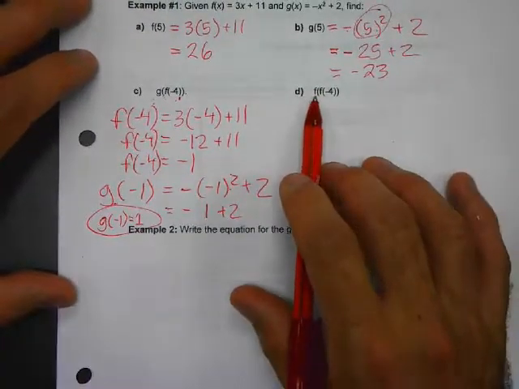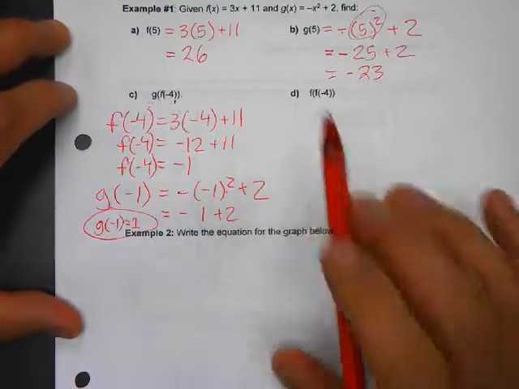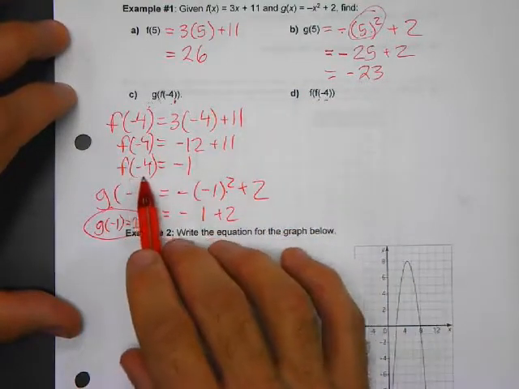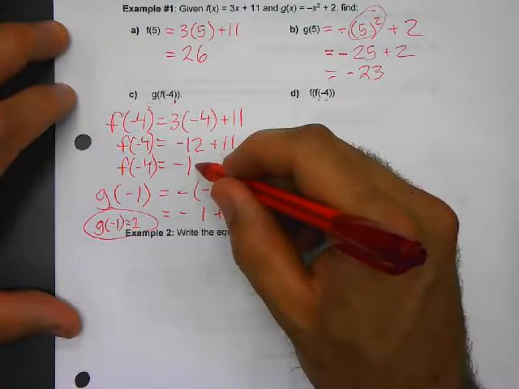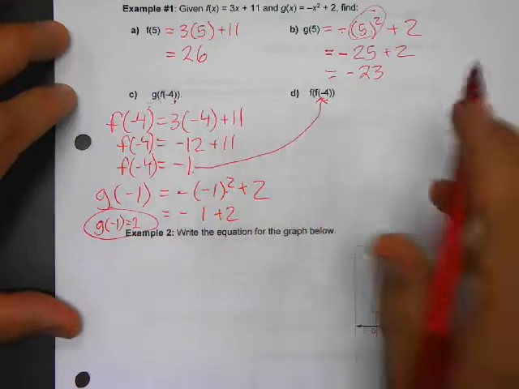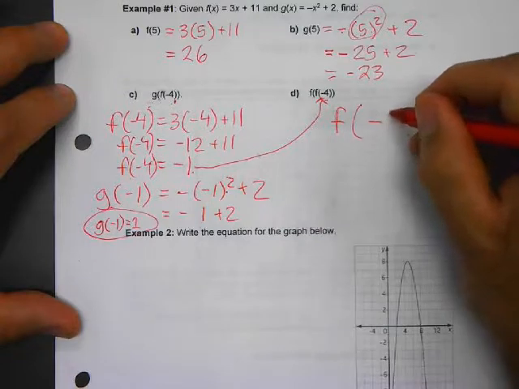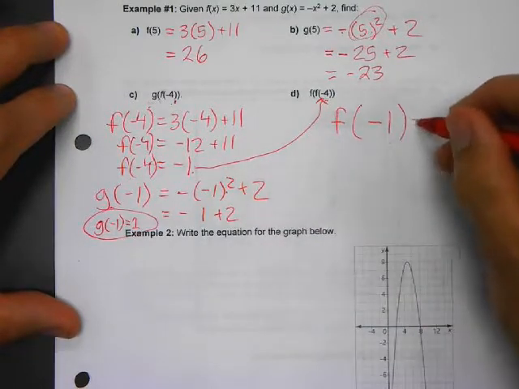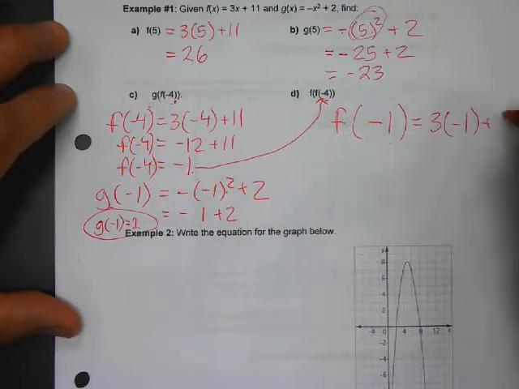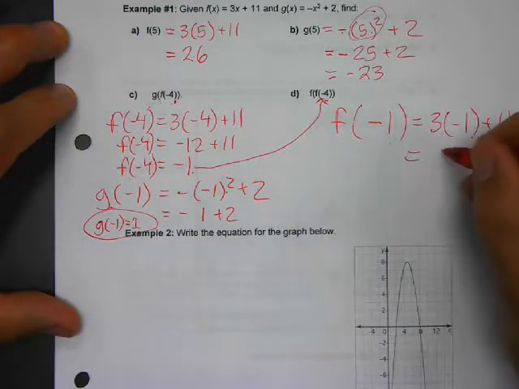Now, this looks super confusing. It says f of negative 4. But let's break it down. Wait, f of negative 4, we just did f of negative 4 over here. So I'm just going to draw an arrow here. F of negative 4 is negative 1. So really now, they want us to do f of negative 1, which is 3 times negative 1 plus 11. That gives you negative 3. Negative 3 plus 11 is 8.